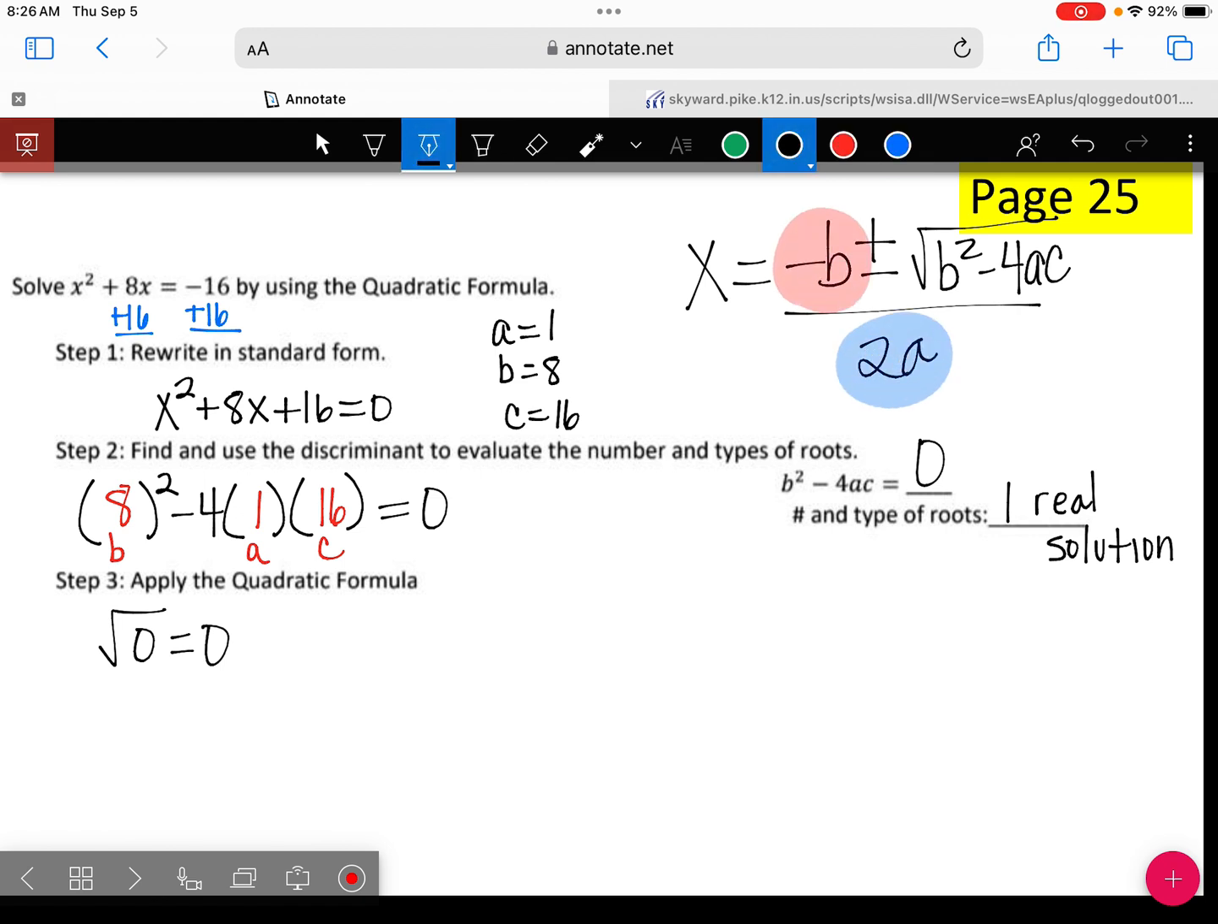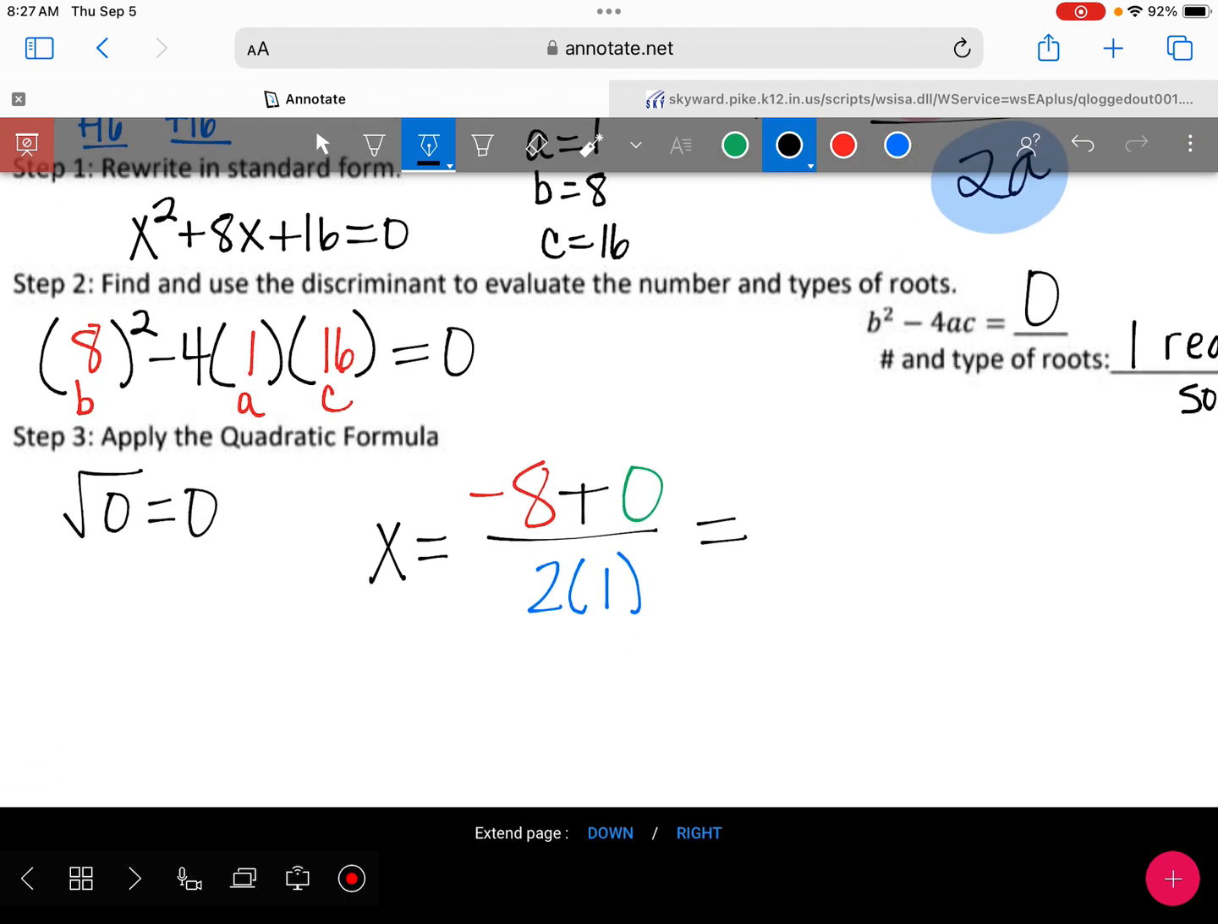So let's go ahead and make our two fractions. X equals, we start off with the opposite of B. So what number am I going to start with? A positive 8 or a negative 8? Negative, because we got to flip the sign. So we have negative 8 plus your discriminant, the square root of our discriminant, which is 0, divided by 2 times A, which is 2 times 1. That's our first solution.